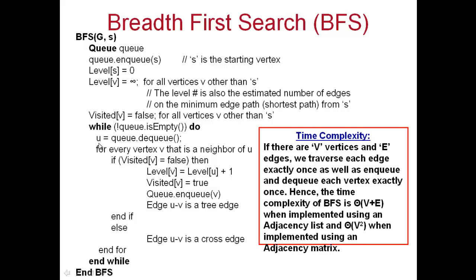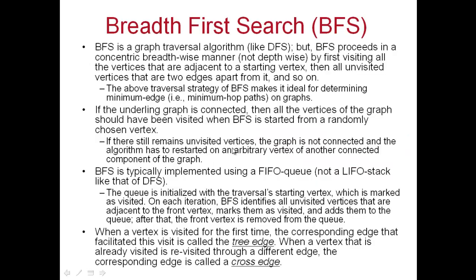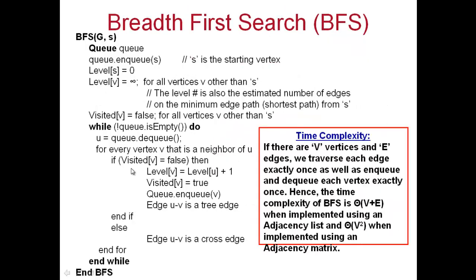So the vertex that you dequeue from the front of the queue, let us indicate that as vertex u in the pseudocode. So you basically visit the neighbors of vertex u. For every vertex v that's a neighbor of u, you do these things. If that neighbor has not yet been visited, so visited of v is false, do these three things. Set the level number of v to be one more than the level number of the vertex u. That's one thing. Then visited of v is now made true because that vertex has been visited, and also enqueue that vertex v to the queue.